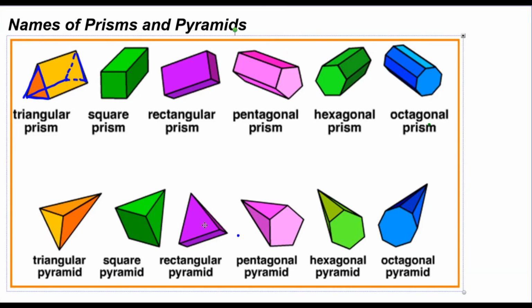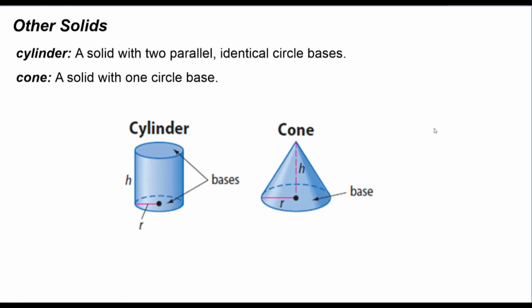A rectangular pyramid, pentagonal pyramid, hexagonal pyramid, or an octagonal pyramid. So you can see that the name of the polyhedron depends on what kind of base it has. The base determines what kind of solid you have. And then, of course, we have these two other types of solids.